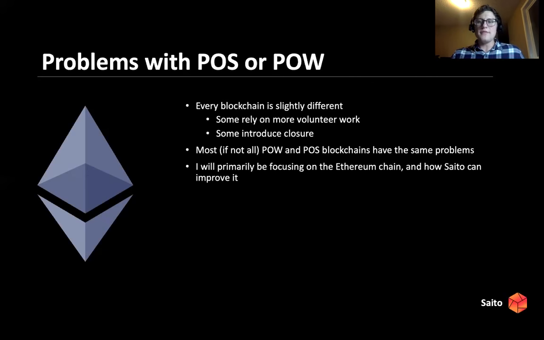So all of these blockchains, whether they're proof of stake or proof of work, of course, I said that they're different. At a high level, they are facing the exact same problem, and Saito does resolve these.